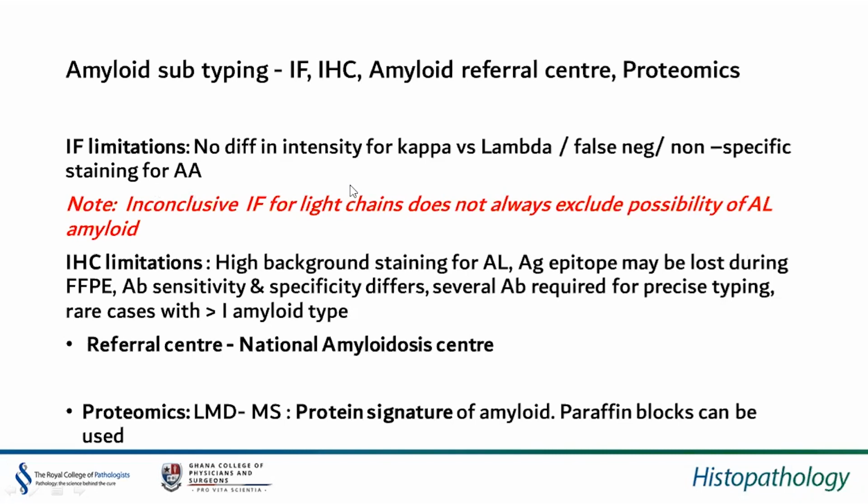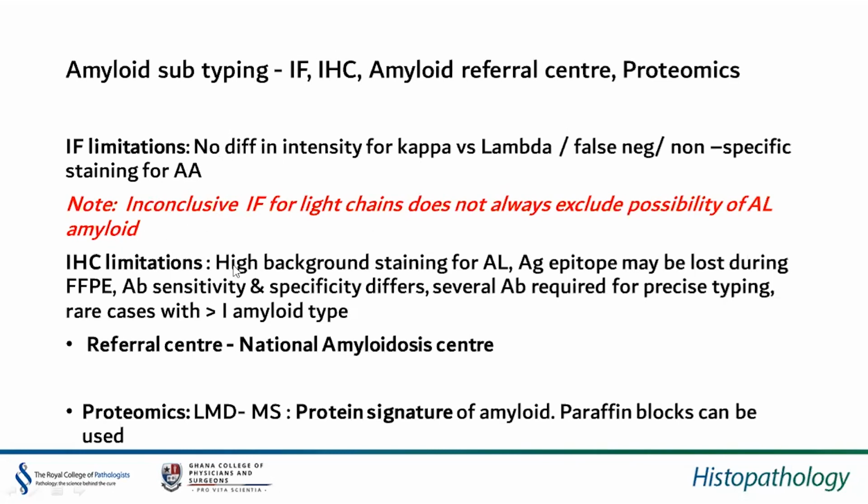There may be no difference in the intensity for kappa versus lambda. They may be false negative, and there may be non-specific trapping of light chains with AA amyloid. Amyloid is a very, very sticky protein, and on fluorescence, it traps a lot of these light chains, and you can get a lot of non-specific staining. So inconclusive immunofluorescence for light chains does not always exclude the possibility of AL amyloid.